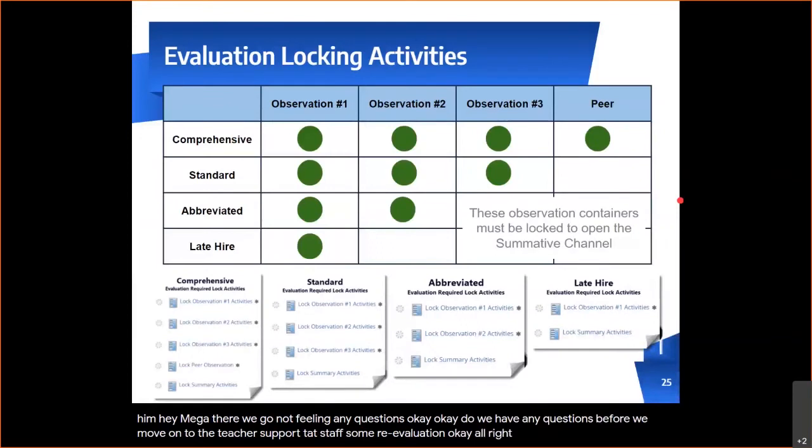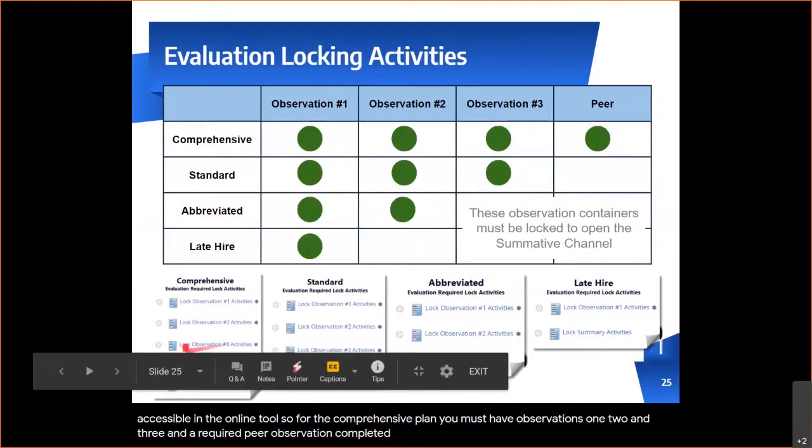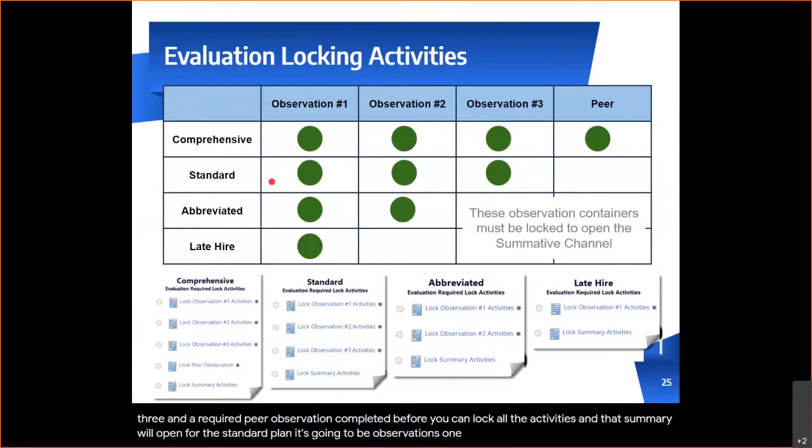All right, so this is just a quick view for you to see the observations that must be completed before that summary evaluation will be accessible in the online tool. So for the comprehensive plan, you must have observations 1, 2, and 3, and a required peer observation completed before you can lock all the activities and that summary will open. For the standard plan, it's going to be observations 1, 2, and 3. Peer is optional, so once you complete observation 3 and lock those activities, your summary evaluation will open.